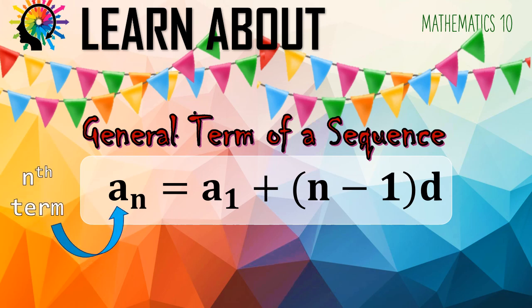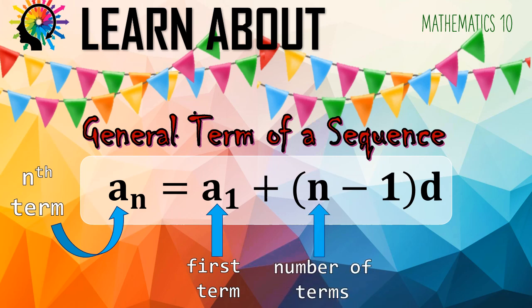So first, let us identify each term mentioned in the formula, or in the general term of a sequence. A sub n is considered the nth term. A sub 1 means first term. n refers to the number of terms. And lastly, d refers to the common difference.